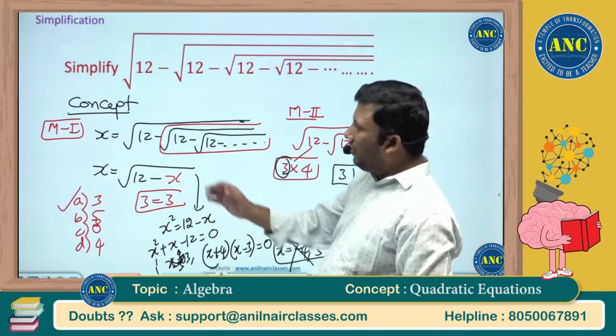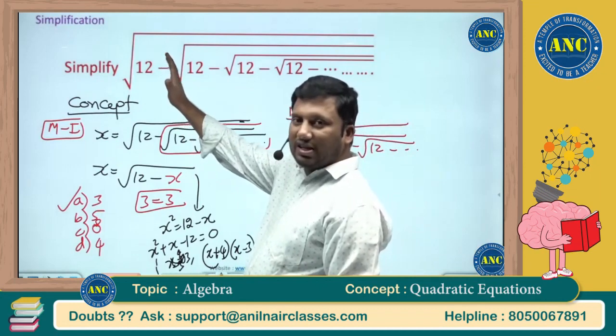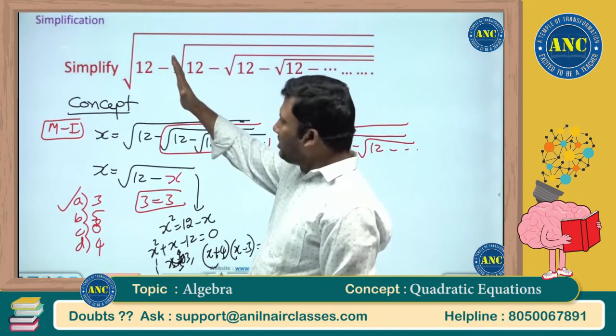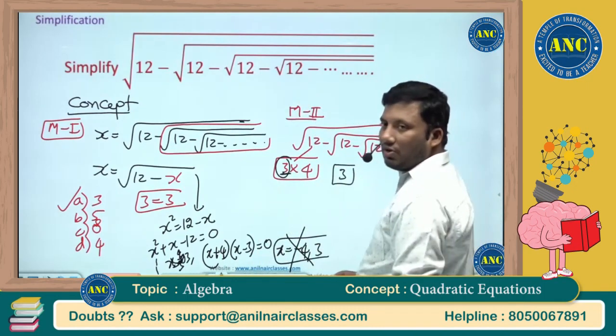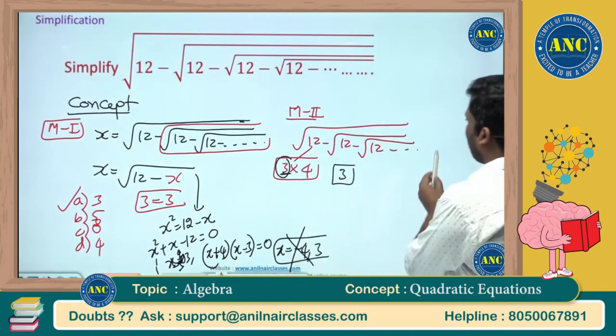It's a very simple way to look at it. The series is a decreasing series, so take the smallest value. This is method 2 way of looking at it.